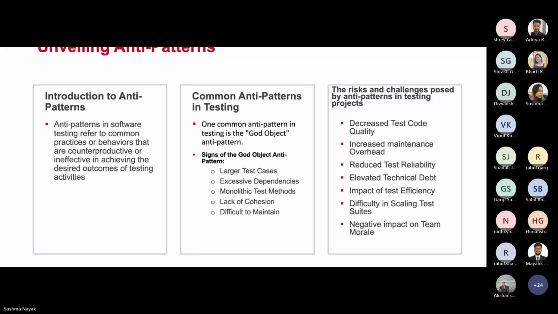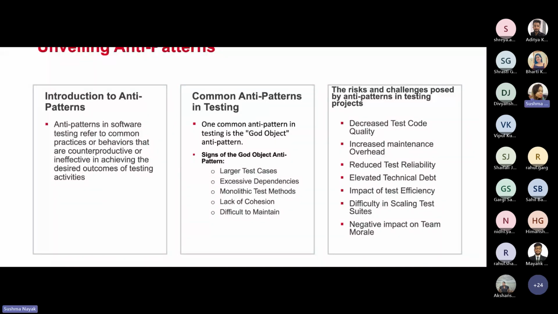It's all due to writing everything in one place. In scaling, the anti-pattern inhibits the scalability of the test suite, and it becomes challenging to expand the test coverage or accommodate changes in the system. The last one is negative impact on team morale.